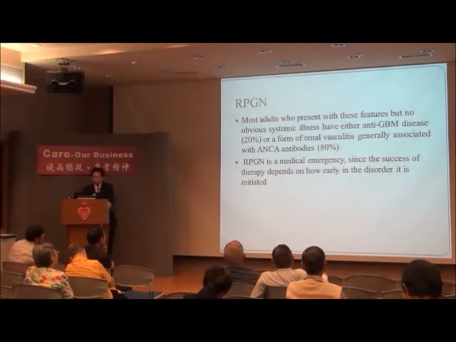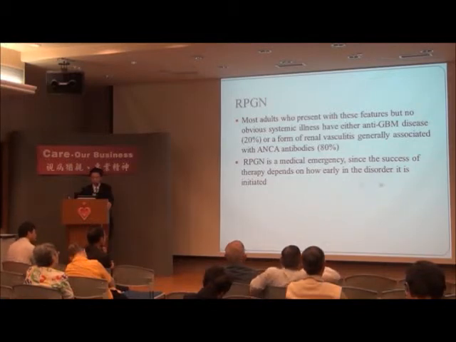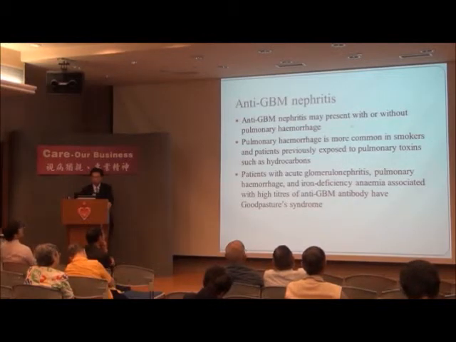Most patients who present with these features have no obvious systemic illness, and have either anti-GBM disease or a form of renal vasculitis, generally associated with anti-neutrophil cytoplasmic antibodies. RPGN is actually a medical emergency, since the success of therapy depends on how early treatment is initiated. Anti-GBM nephritis may present with or without pulmonary hemorrhage. Pulmonary hemorrhage is more common in smokers and patients previously exposed to pulmonary toxins, such as hydrocarbons.